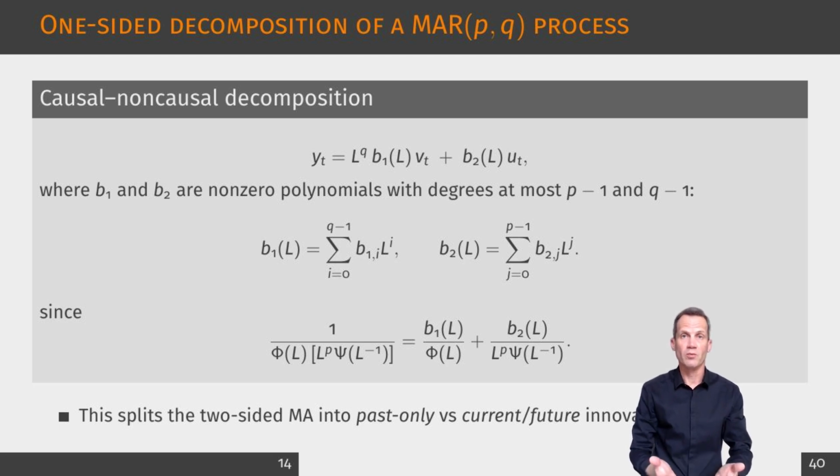The resulting polynomials b1 and b2 have degrees strictly less than the original causal and non-causal orders, so this decomposition is parsimonious. Conceptually, yt is expressed as a linear combination of the pure causal component and the pure non-causal component, each transformed by a short lag polynomial.